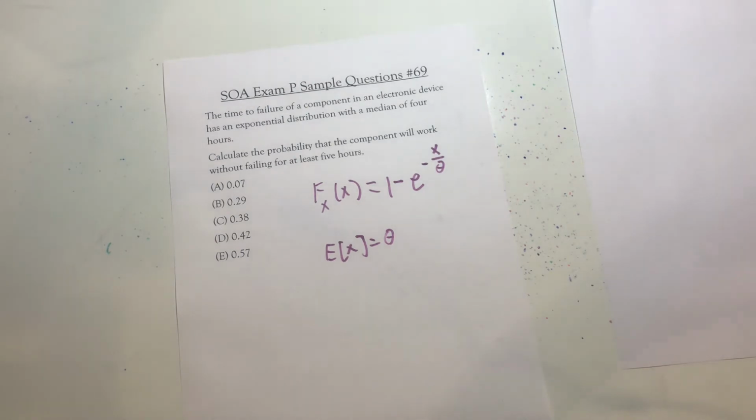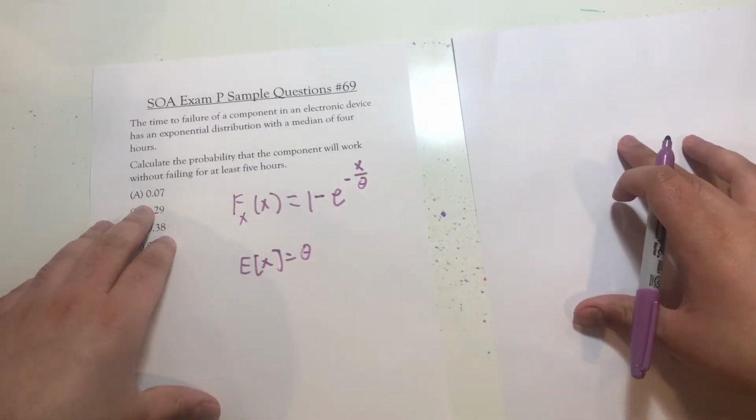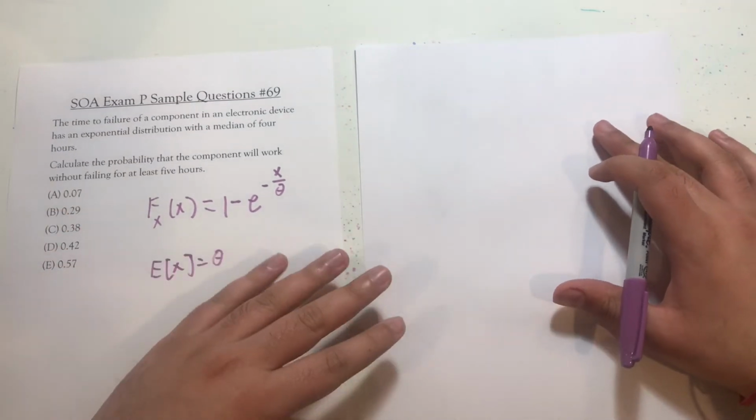So if the median is 4, that means, sorry about that. I think I just apologized to a camera stand, phone stand.